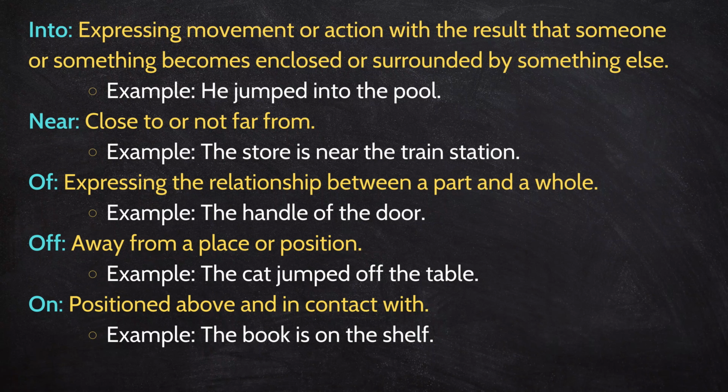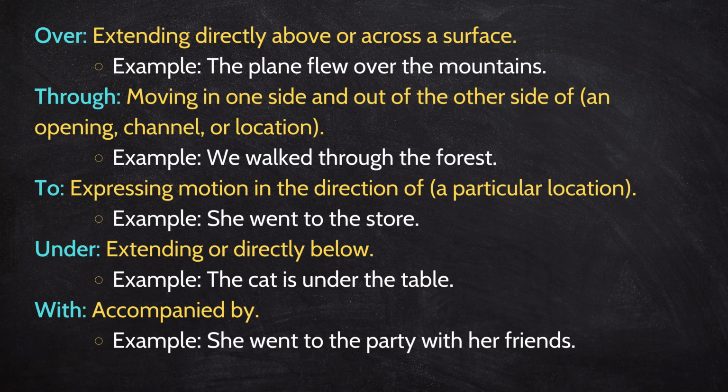On, positioned above and in contact with. Example, the book is on the shelf. Like this, we also saw the meanings of on, in, and at for location. And before, we had seen the comparison between on, in, and at for time. So, what is the difference between the definitions of time and location? We saw that. Over, extending directly above or across a surface. Example, the plane flew over the mountains.